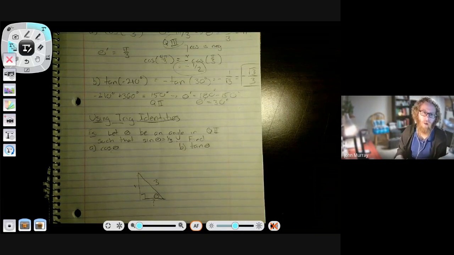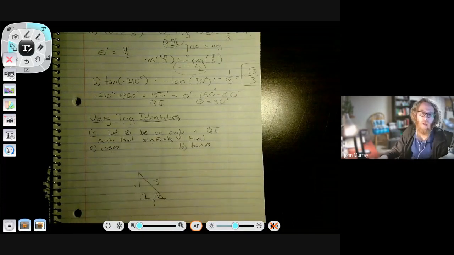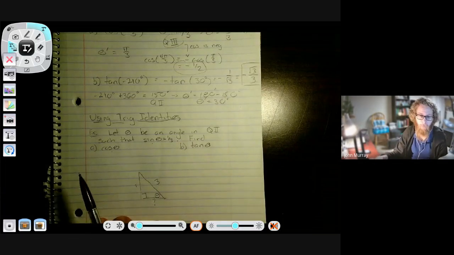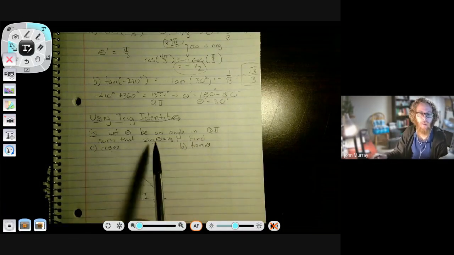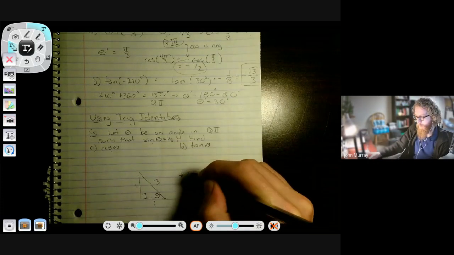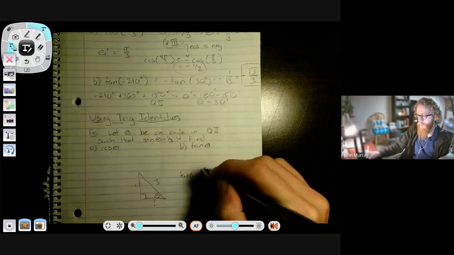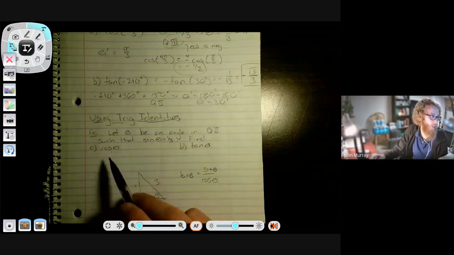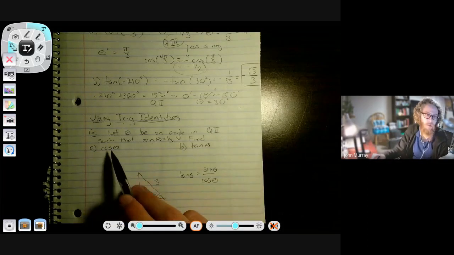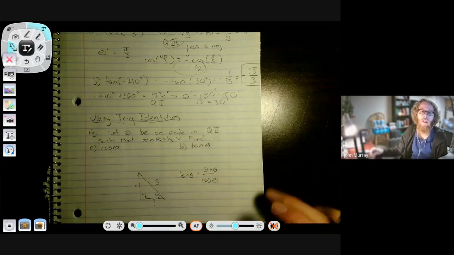So going back to my identities, I want to find a way that I can relate sine and cosine directly. I know that the tangent is sine over cosine, so I can use that rule for tangent, but that's not going to help me find cosine. Okay, I don't have enough information to find cosine with this.